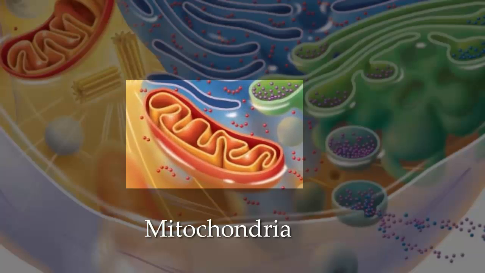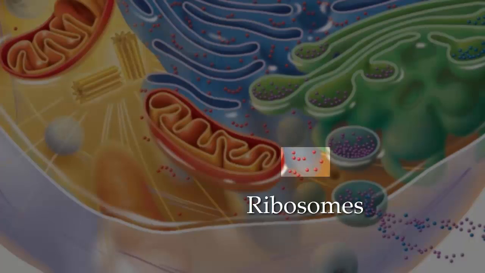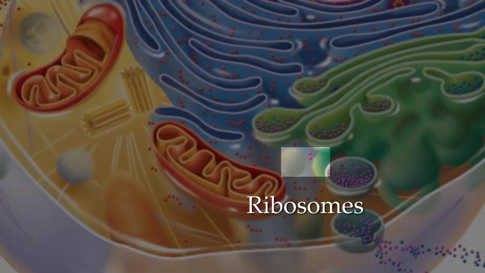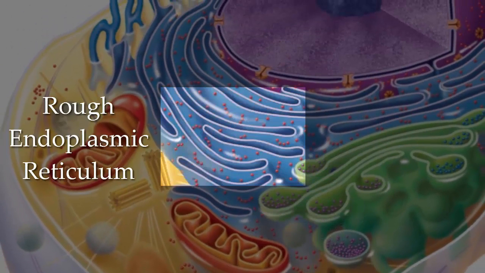The mitochondria, the power plant of the cell providing most of its ATP supply. Ribosomes, sites of protein synthesis. Rough endoplasmic reticulum, membrane production and protein packaging.